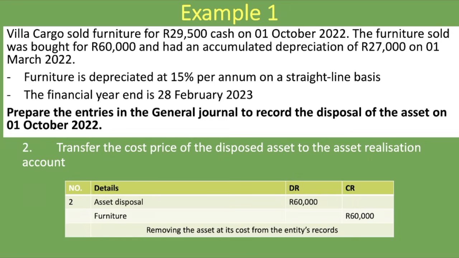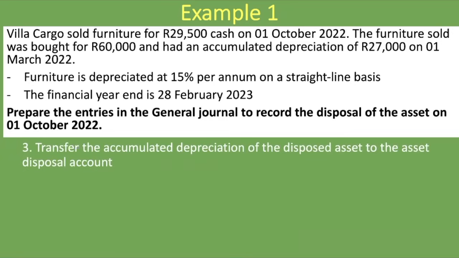Quite easy to do, the second one. If anything, this should be the one that you get correctly. All right, let's look at the third step. What are we supposed to do here? Well, we are transferring the accumulated depreciation of the disposed asset to the asset disposal account. Now, as I mentioned earlier, accumulated depreciation is a negative asset account, so it usually goes to the credit side.